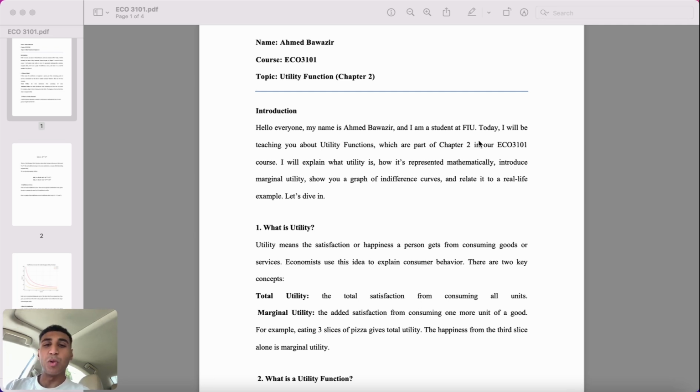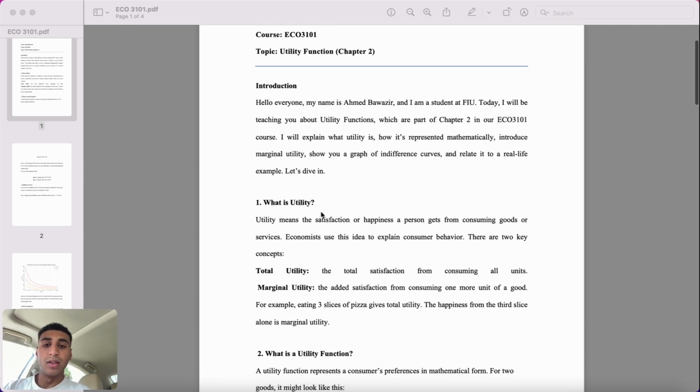So, today I'll be teaching you guys about utility functions, which is part of chapter 2 in our course ECO 3101. I'll be explaining what utility is, how it's represented mathematically, introduce marginal utility, show you a graph of indifference curves, and relate it to a real life example. So let's dive in. Let's start off with something really simple.